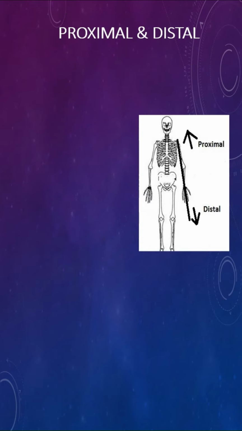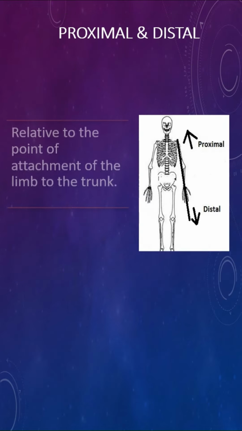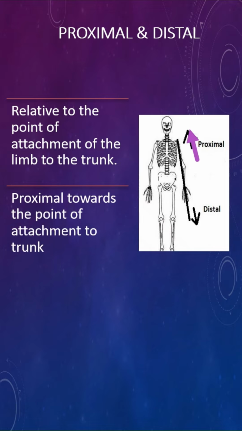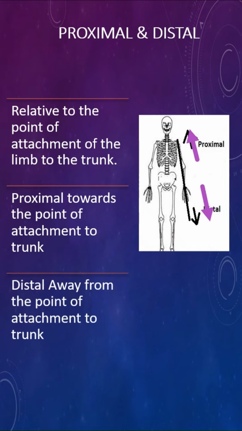Proximal and distal terms are relative to the point of attachment of the limb to the trunk. Proximal, towards the point of attachment to the trunk. Distal is away from the point of attachment to the trunk.